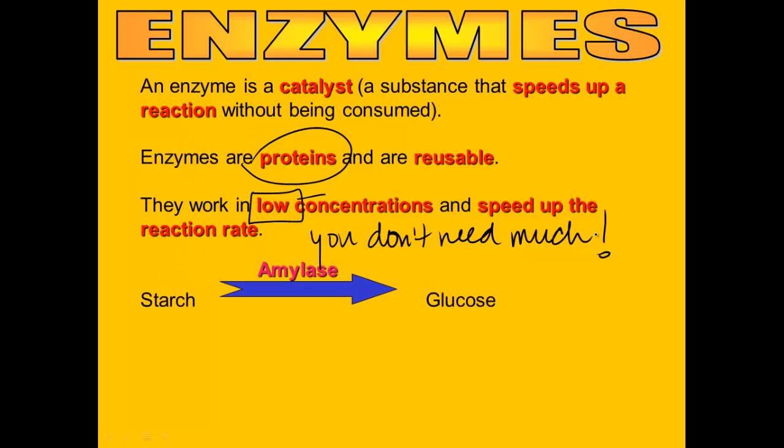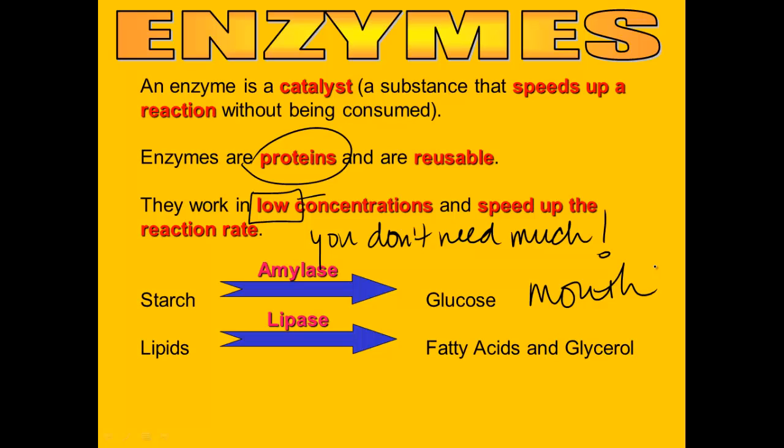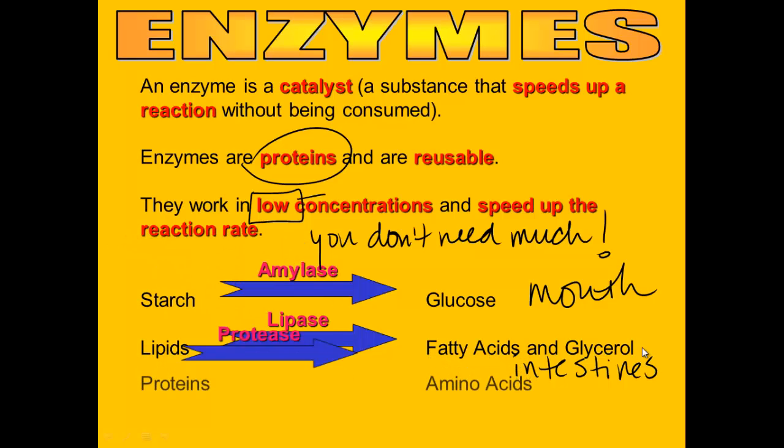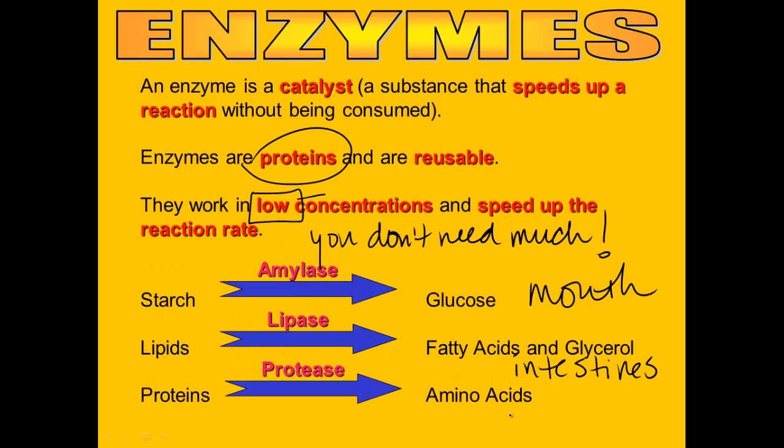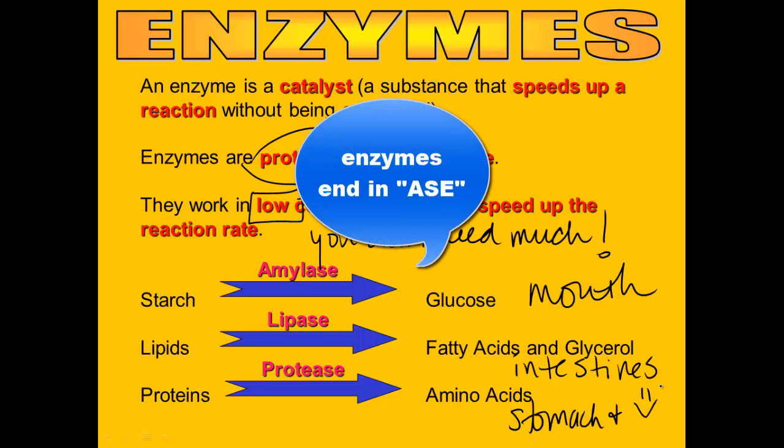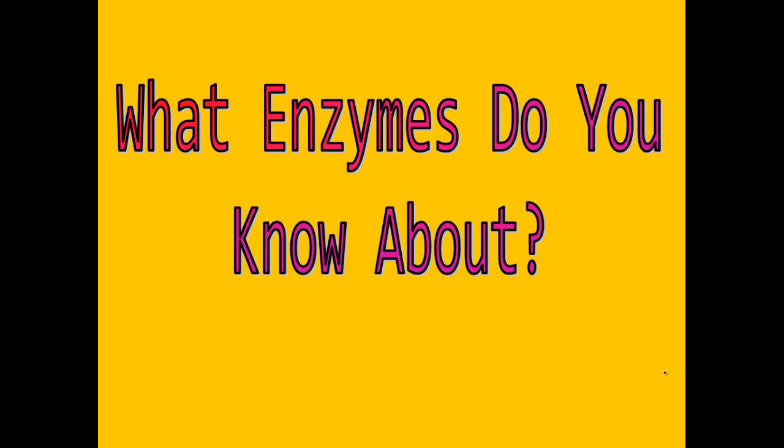Some examples of enzymes are amylase. Amylase is an enzyme that cuts up starch and turns it into sugars. This happens in your mouth. Lipase is an enzyme that cuts up lipids and turns them into fatty acids and glycerol. This happens in your intestines. And proteases are all the different types of enzymes that chop up proteins and turn them into amino acids. This happens in your stomach and in your intestines. You'll notice that enzymes tend to end in ASE. Anything that you see ending in ase, amylase, lipase, is probably an enzyme.